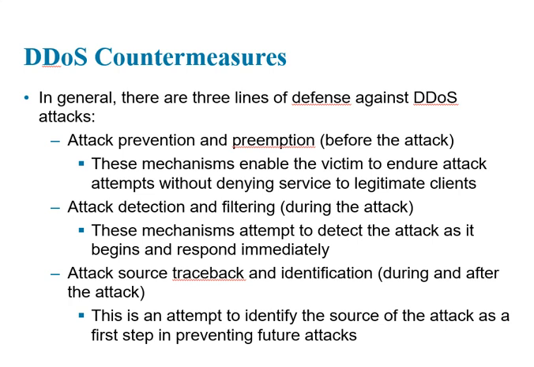So how can we protect from this kind of attack? We have 3 lines of defense. Normally, first we can use attack prevention and preemption. It means before the attack comes, before the attack happens, we try to prevent it. This mechanism enables the victim to endure attack attempts without denying service to legitimate clients. And we can preempt or we can prevent it.